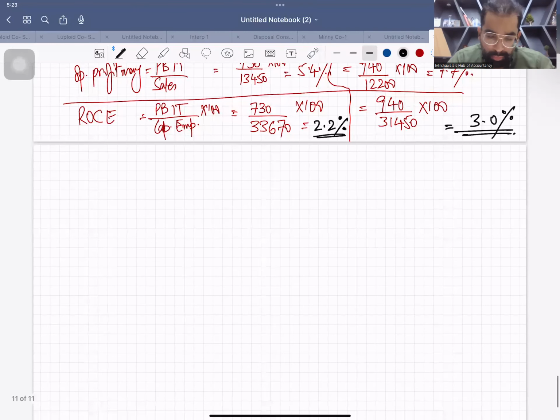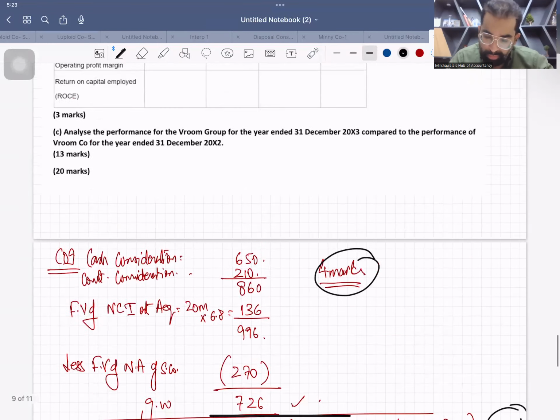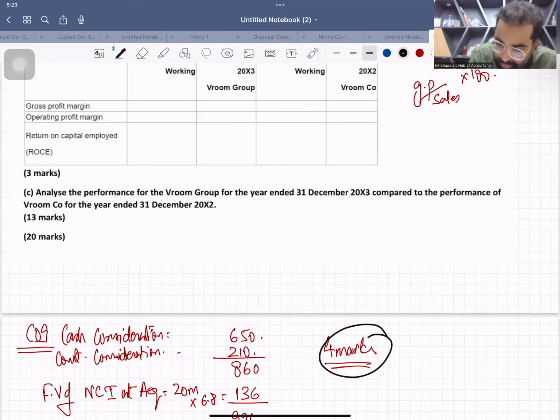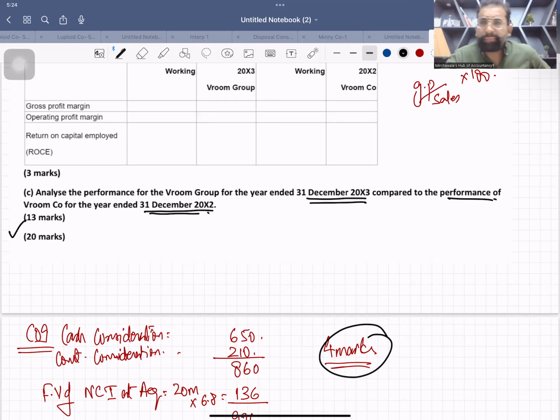So now we are moving towards requirement C, and I'm going to read C first. Analyze the performance of Vroom Group for the year ended 31st December X3 compared to the performance of the company for 31st December X2. That means we have to compare these 2 years. It's 13 marks. Always remember that in theory, you can score up to a maximum certain level, not 100% marks normally. So it's routine, and you don't need to waste much time on this.